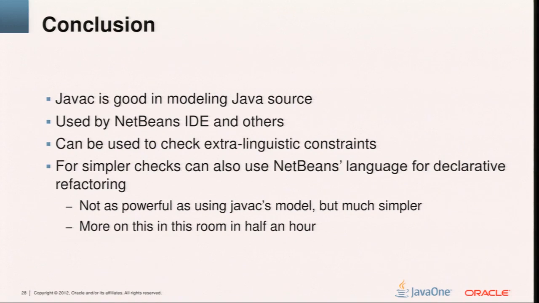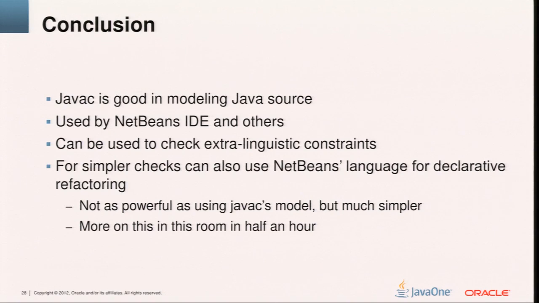And now, let me conclude the tutorial. Javac is not only a compiler, we can use it as a library to model Java source code. It's used by NetBeans and others as well. It allows us to verify that some constraints that are not defined by the language, but that we add, are fulfilled. In some cases, we can even stop the compilation if the constraint is not fulfilled.